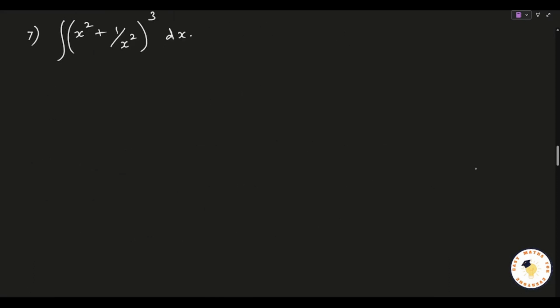Let us solve this sum. Integral of x square plus 1 by x square whole power 3 dx. We have to use the formula for the expansion of a plus b whole cube, which says a plus b whole cube equal to a cube plus 3a square b plus 3ab square plus b cube.